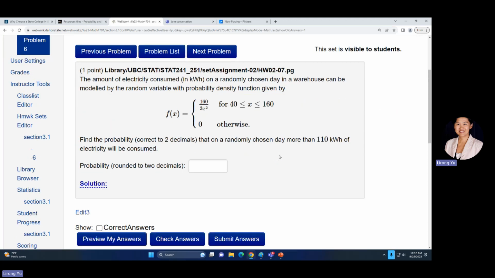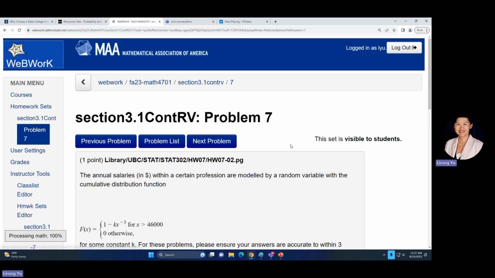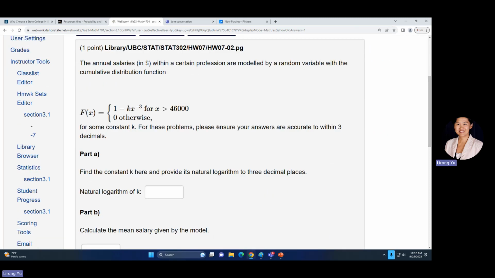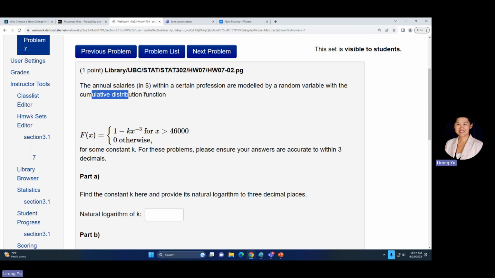Anything else? All right, the rest of the calculation, you have to understand that the calculation probability is integration of the density function. So this is an integration question. And so you got a probability, and sometimes the probability question is that the density or a CDF. It's a CDF.